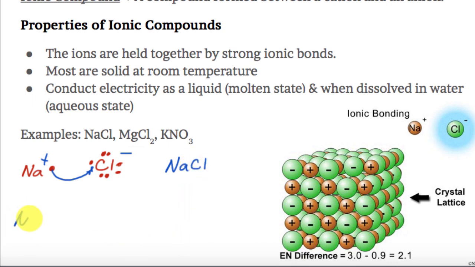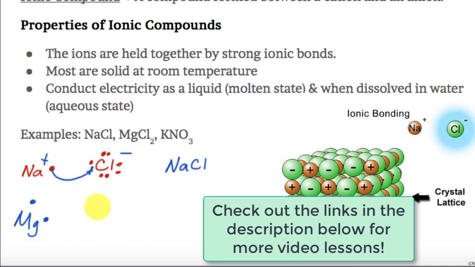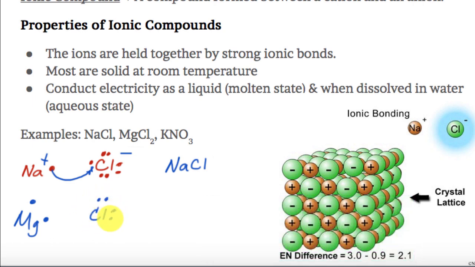Now with magnesium, all right, magnesium has two valence electrons because it's an alkaline earth metal. Remember last chapter we kind of talked about valence electrons being predicted from the periodic table? And chlorine still has those seven valence electrons. So what will happen here is the electrons again are going to go from the metal, so it's going to go from magnesium to chlorine. It's going to fill in the spot.